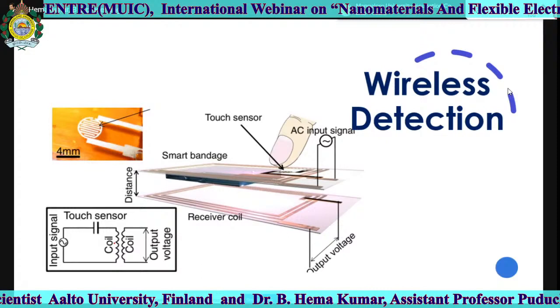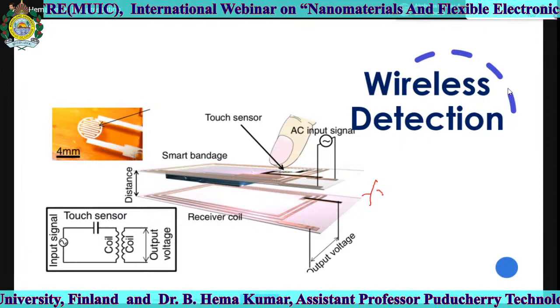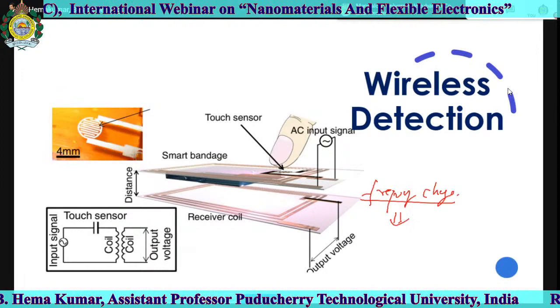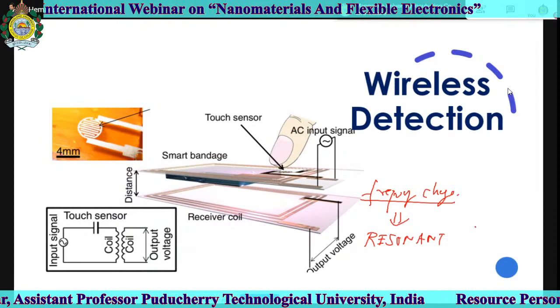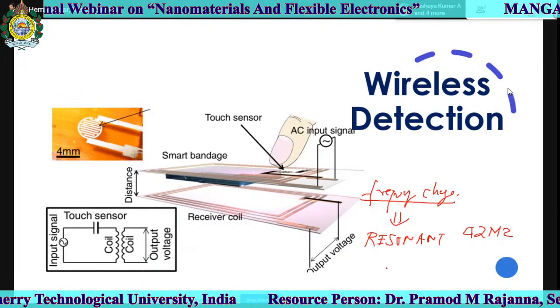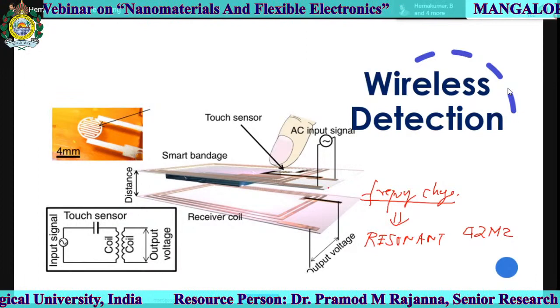The change is reflected as a frequency change. When your capacitance and inductance change, there is a frequency change, which we can describe as a resonant frequency change. It's more dominant around 42 megahertz. There will be a resonant frequency change and an amplitude change that will be detected and transmitted outside. That's how wireless detection serves its purpose. It also backs up the power supply required for the operation as well as for the transmission.